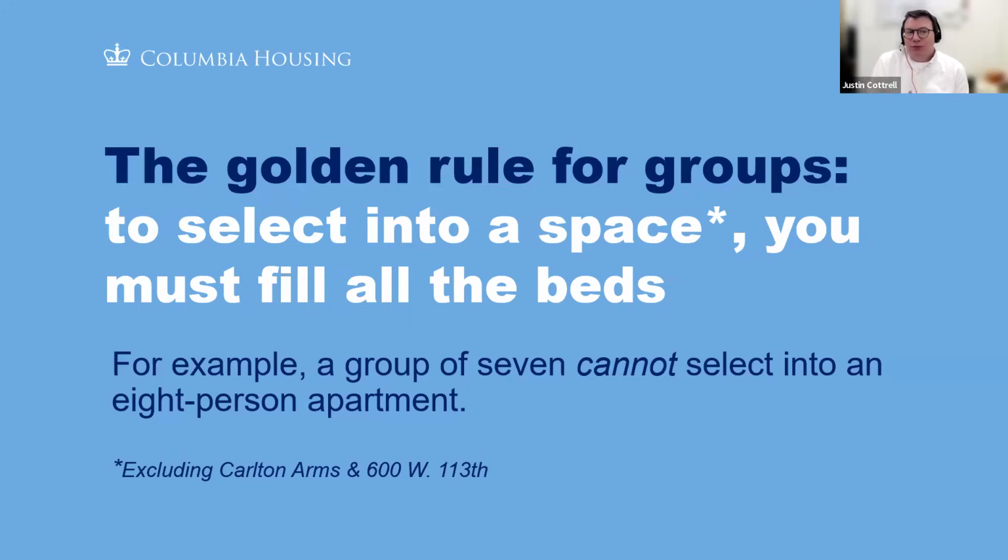So let's talk about the golden rule for groups. To select into a space, you must fill the spaces. There can be no vacancies within an apartment or a double. For example, a group of seven cannot select into an eight-person apartment because there would be an empty bed. You only have seven people with eight spaces. Or a group of three cannot select into two quarter doubles because one double would have an empty bed.